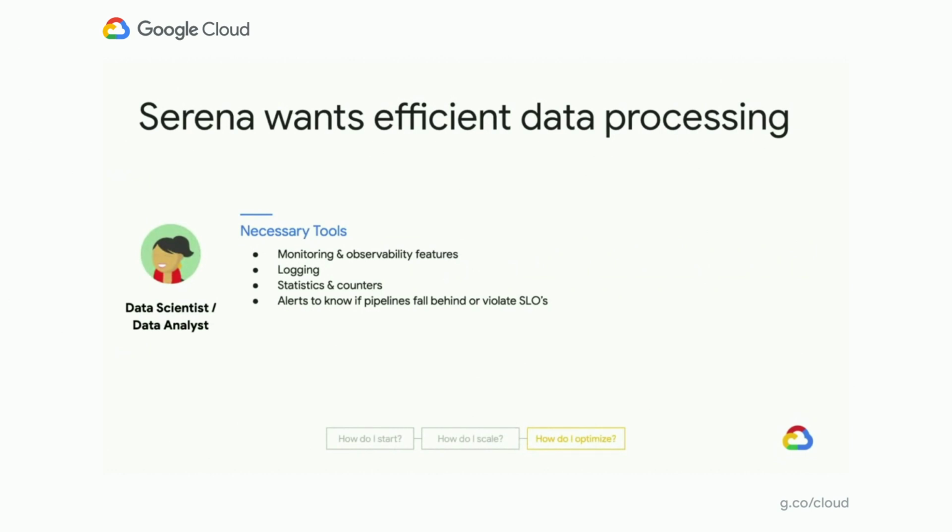Serena needs various things to help understand what is happening in her data processing environment. Monitoring and observability tools, logging, statistics and counters, and alerts to know if pipelines fall behind or violate their SLOs. The great thing about Dataflow is we offer these tools right out of the box. We offer a rich observability experience that includes relevant time series metrics, logs, and configuration information.